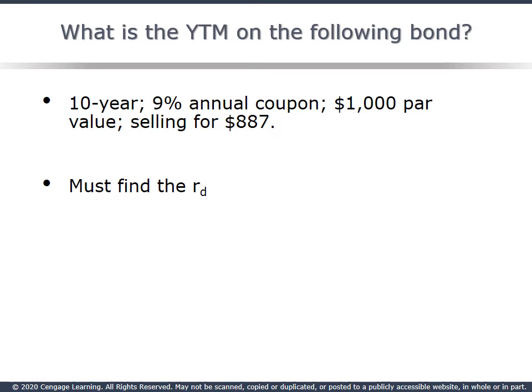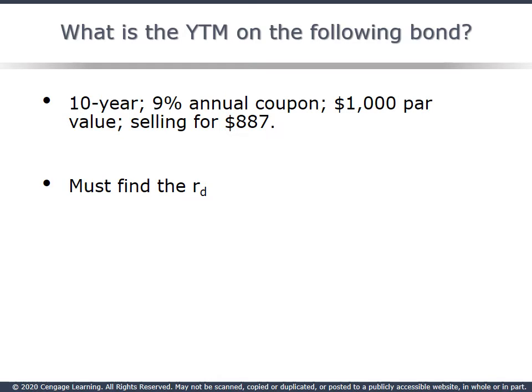Now we are going to find the yield to maturity on an annual coupon bond. What is yield to maturity? Well, previously we said that that is the rate that we discount a bond's future benefits, coupon payments, and return of par value to be able to find its current price.